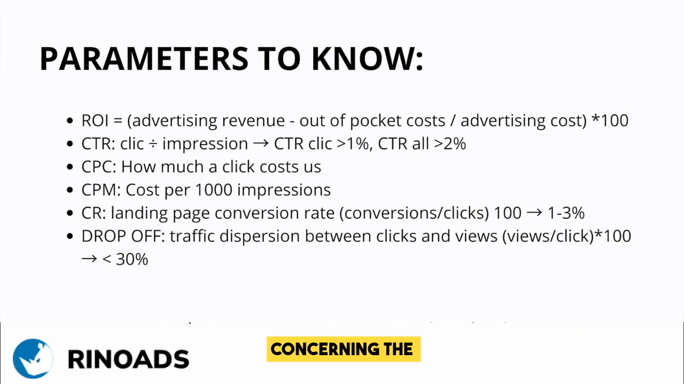So, concerning the main aspects, let's start with the first one, which is our ROI, or return on our investment. Here's the formula: advertising revenue minus the out-of-pocket costs, all divided by the advertising cost as a percentage, because ROI is calculated as a percentage. Now I've simplified it a bit because as affiliates, we only need to know our CPA, or cost per acquisition, for a single product, and that's usually enough for us.